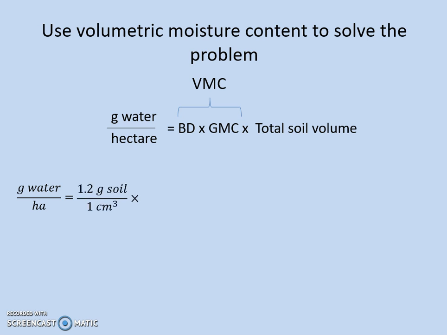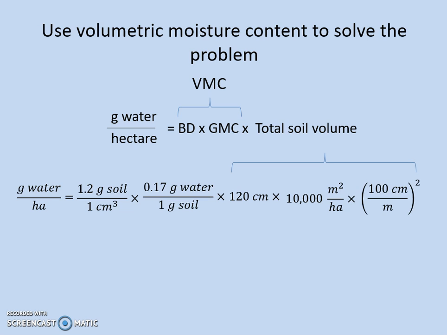We know the bulk density is 1.2 grams per cc. We know the gravimetric moisture content is 0.17 grams of water per gram of soil, which is 17% moisture. And we know the depth is 120 centimeters. A hectare is 10,000 square meters, and that needs to be converted to centimeters. So this whole quantity under the bracket is total soil volume in cubic centimeters.